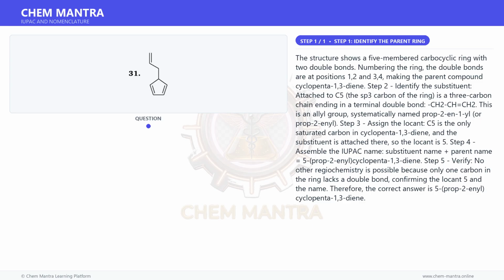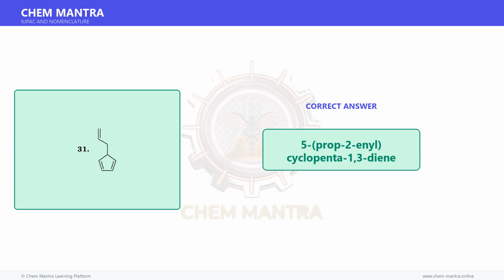Step 5. Verify. No other regiochemistry is possible because only one carbon in the ring lacks a double bond, confirming the locant 5 and the name. Therefore, the correct answer is 5-(prop-2-enyl)cyclopenta-1,3-diene. The correct answer is shown on screen.